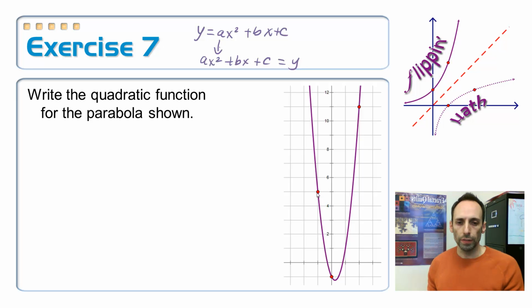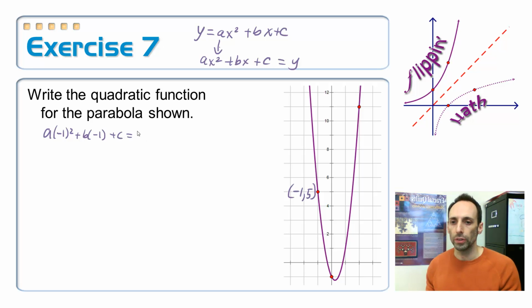All right, so working left to right, this first point is -1, 5. Let's put that point into this equation and simplify it down. So a times -1 squared plus b times -1 plus c. All of this is equal to the y-coordinate, and the y-coordinate is 5. All right. Simplifying this, -1 squared is just 1, so that's a minus b plus c equals 5. So here's the first equation.